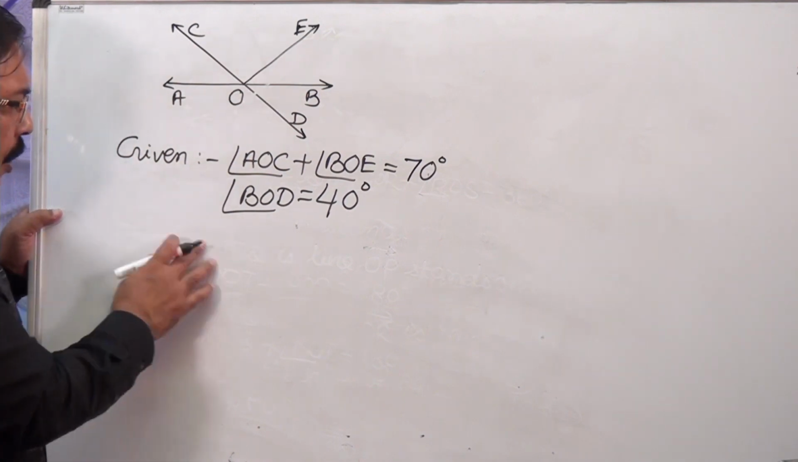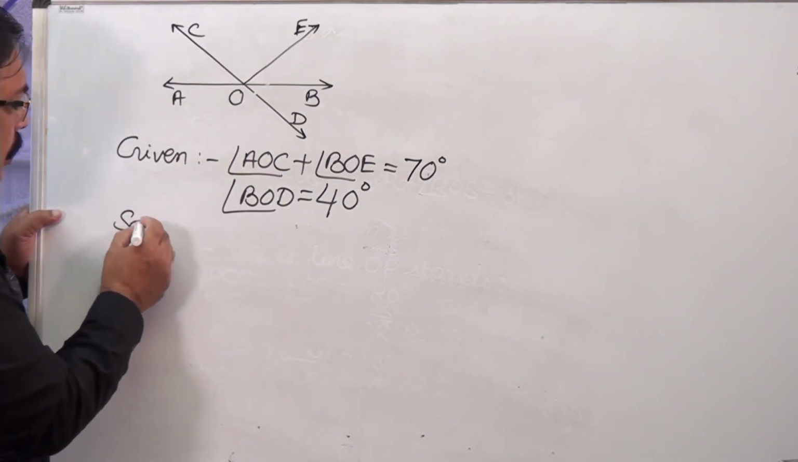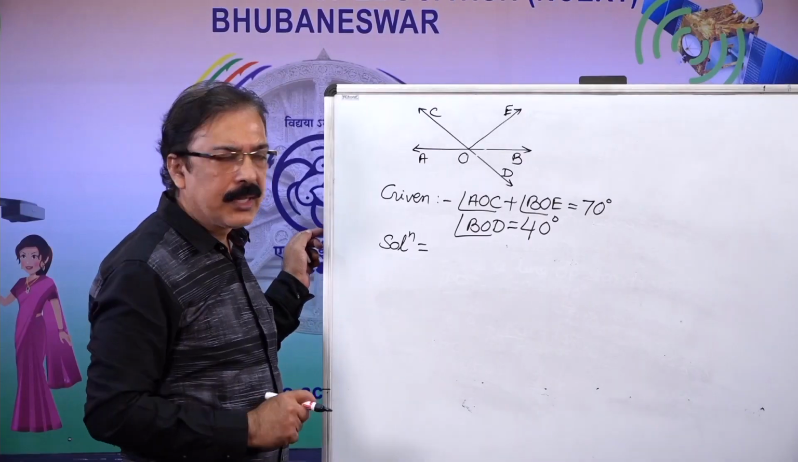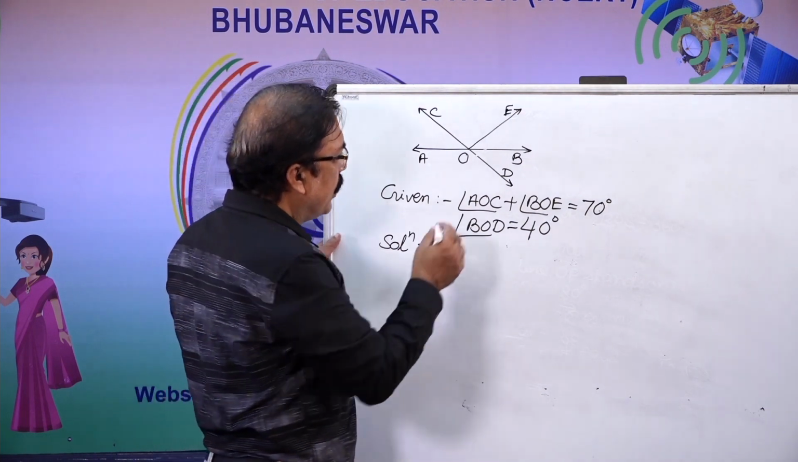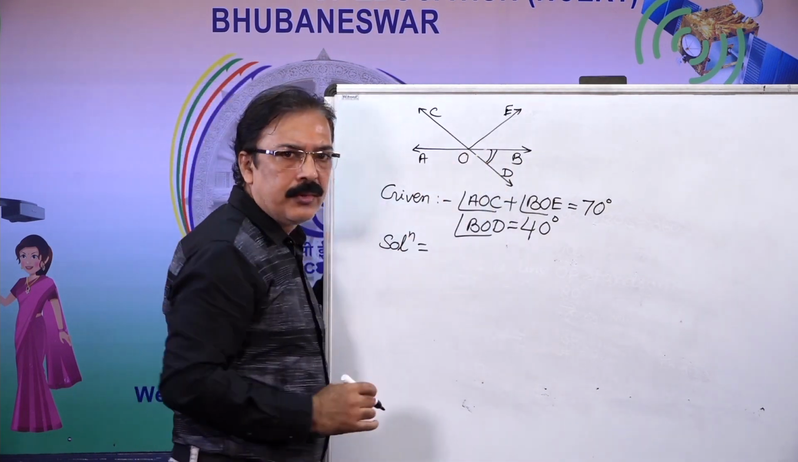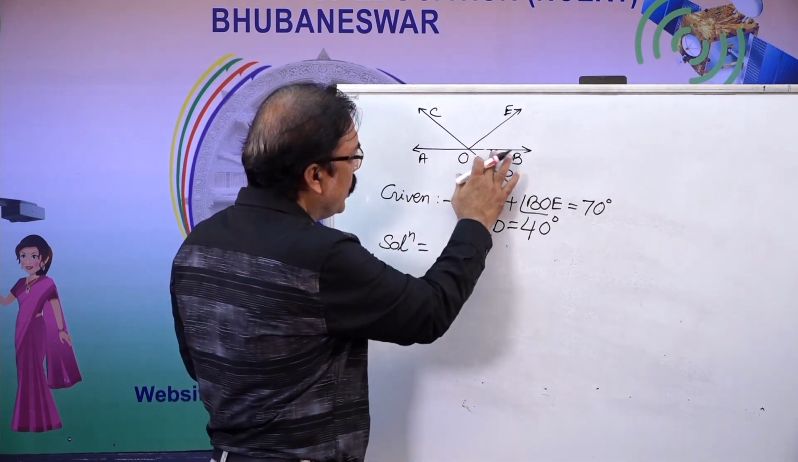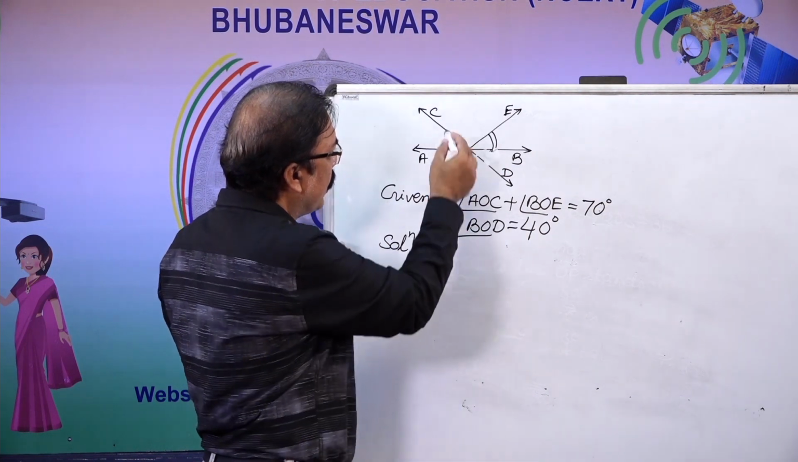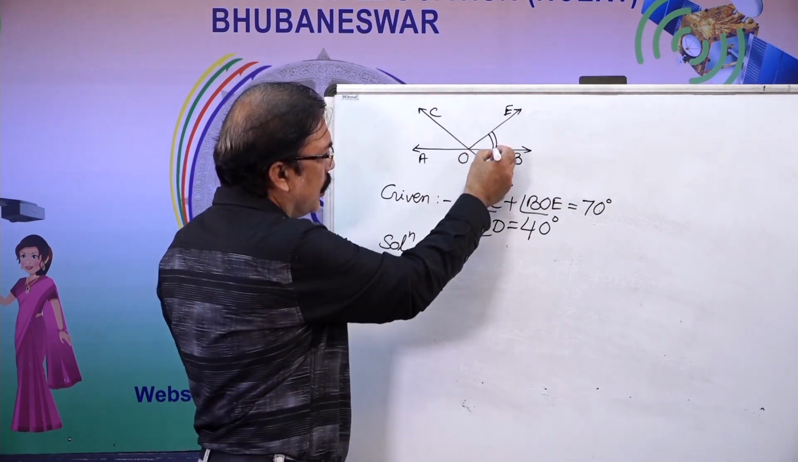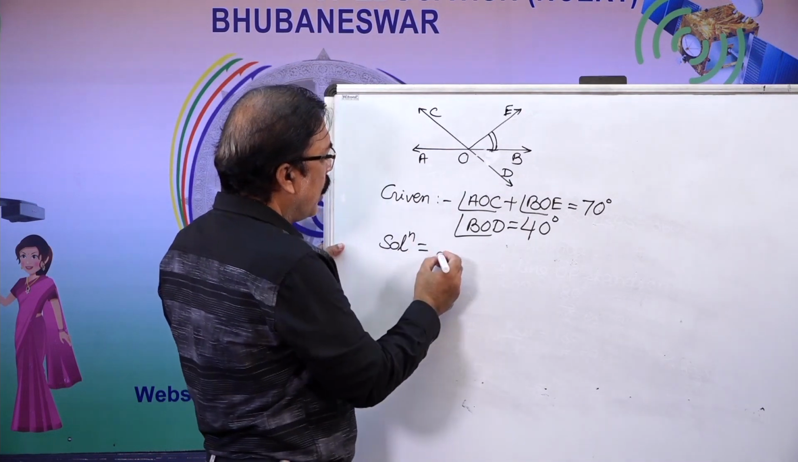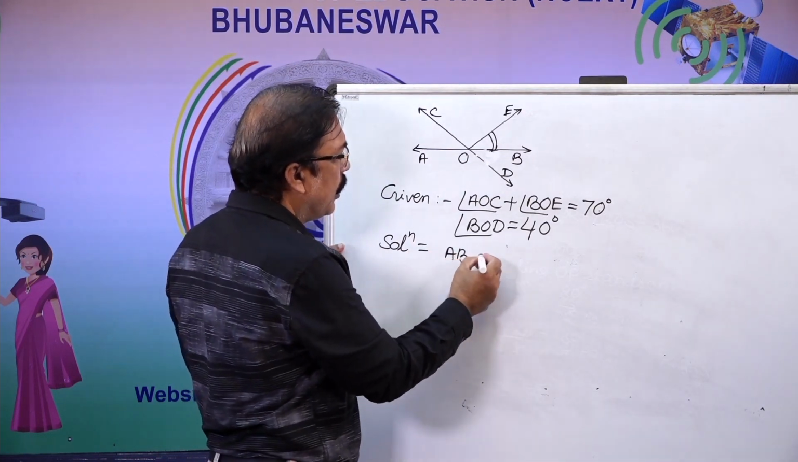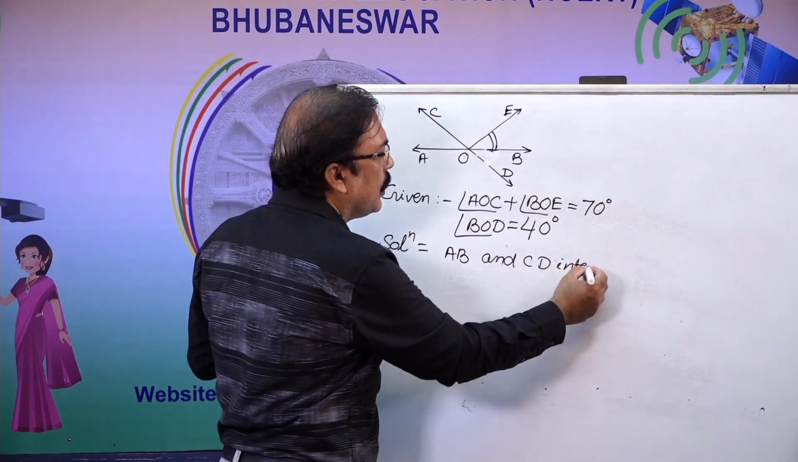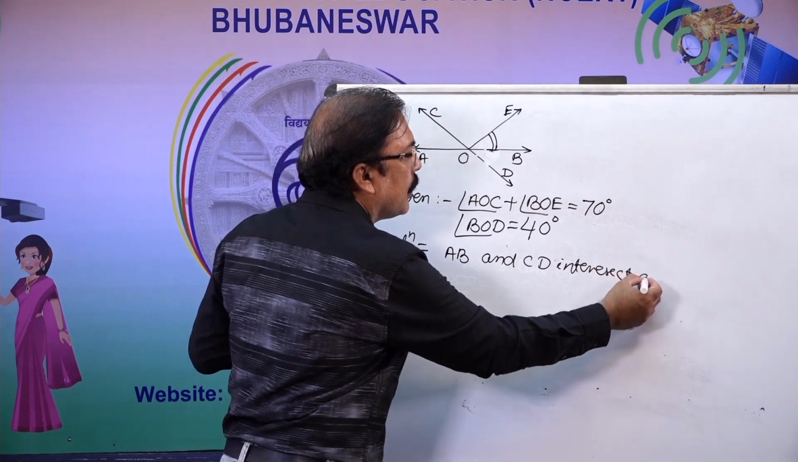Now we have to find some angles. We have to find the angle BOE and the reflex of angle COE. Now you see, AB and CD intersect at O.